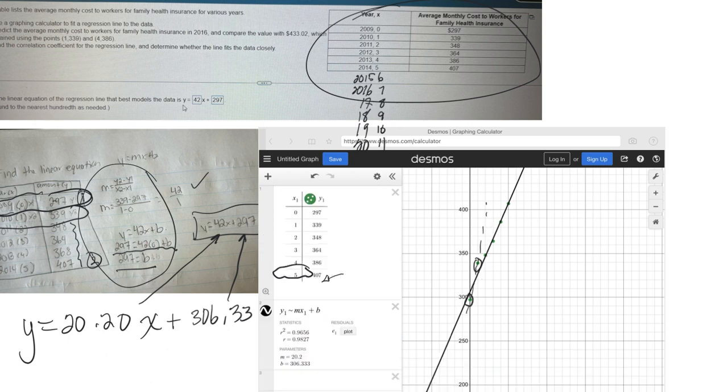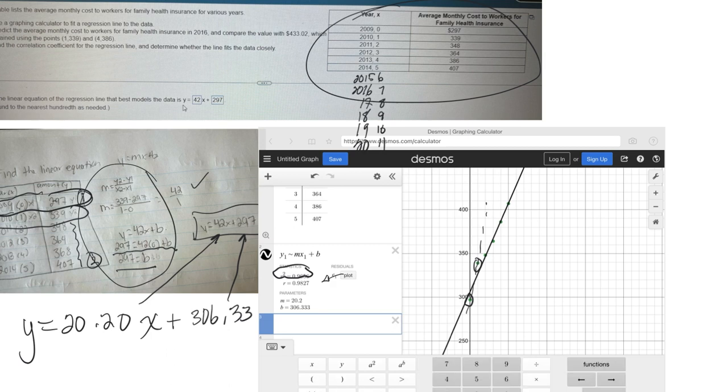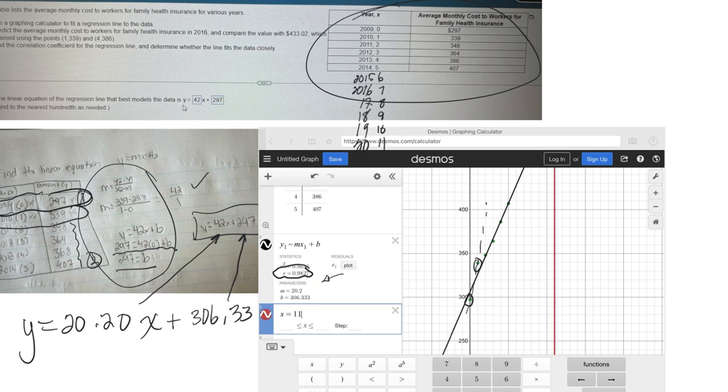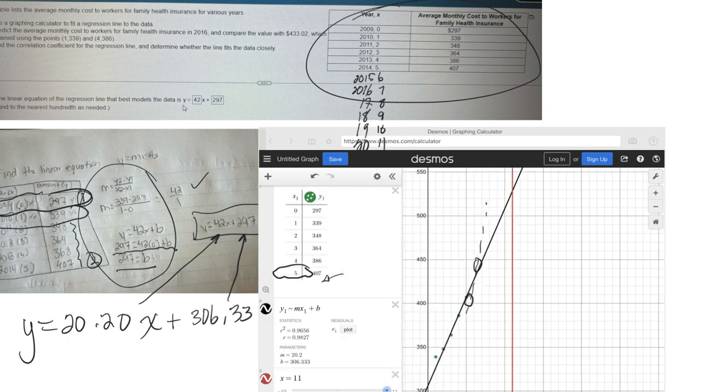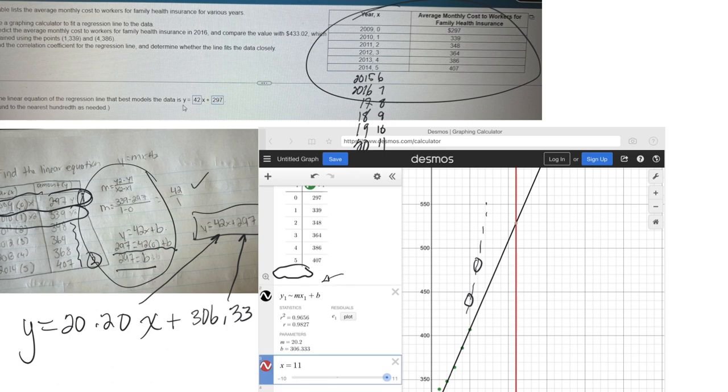So you can go in here and just type x equals 20? No, 11, sorry. It was number 11, right? 2020 was number 11. There. And now look to see where that crosses. So if I tap there twice, it shows me that in 2020, that's 11 years from 2009, the average monthly cost will be 528.53.